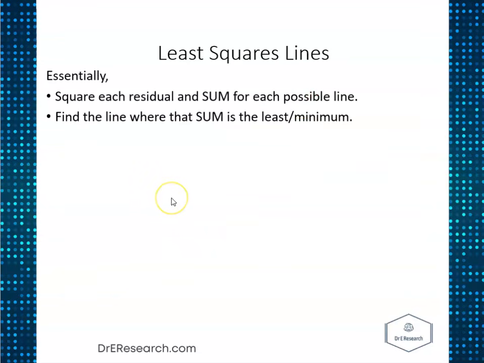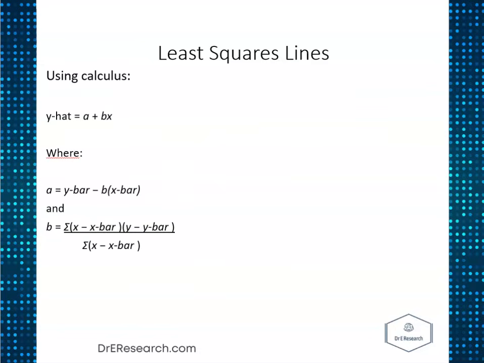So essentially, we find what's called the least squares line, and this is what we call least squares regression. We square each residual, so that length, that number, and sum it all up for each possible line. This is essentially what happens. And we find the line where the sum is the least, or the minimum. Practically speaking, we don't have to put in each possible line. What we can do is use calculus to come up with a formula for what the equation of the line will be in every case.